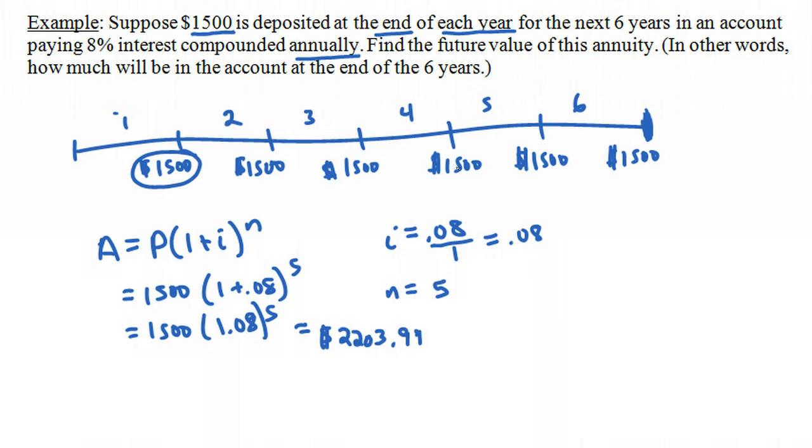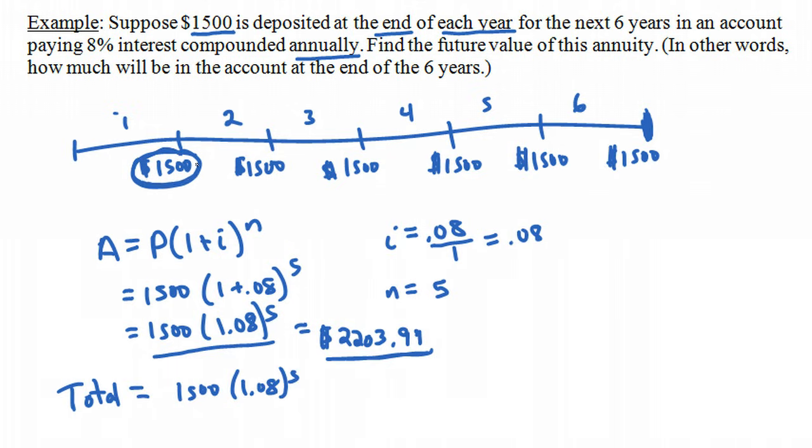Each of these $1,500 payments is going to grow over time. This next $1,500 isn't going to grow to be quite as much as the first because it doesn't have as long to grow. But instead of looking at this $2,200 number, I want to look at the formula and figure out how much money we would have in total at the end of the 6 years. First, it would be this 1,500 times 1.08 to the 5th power. That would be how much this $1,500 grows to. The next one would be 1,500 times 1.08 to the 4th power.